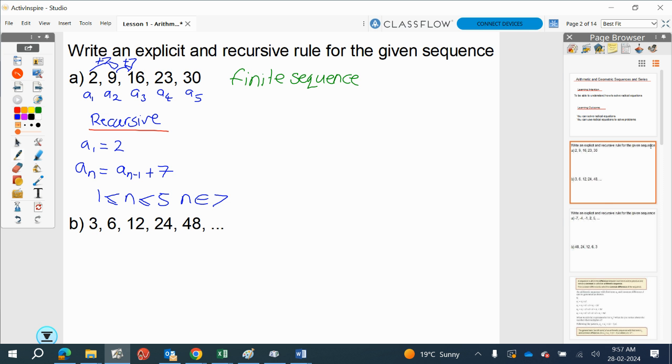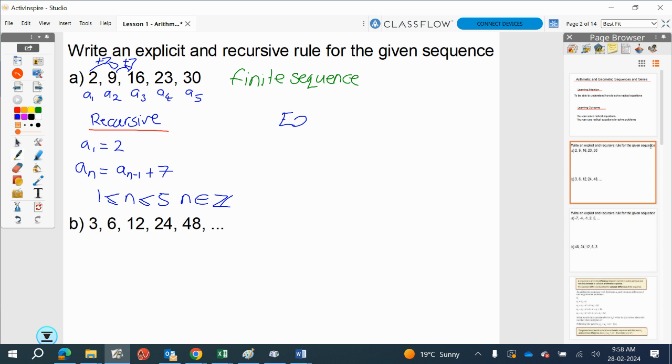And as is the case with all sequences, n is always an integer. You can't have a 2.5 term in a sequence. It's not like a function. So it's always an integer. So why 5? We counted them. How would we do it with an explicit one?